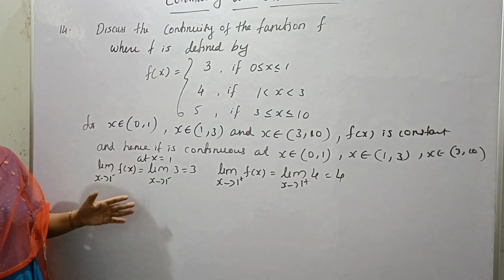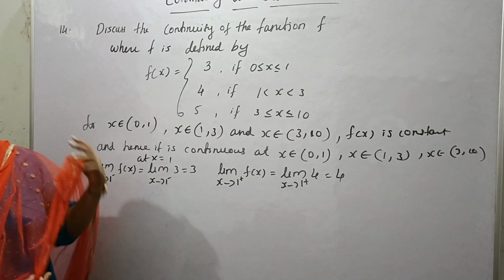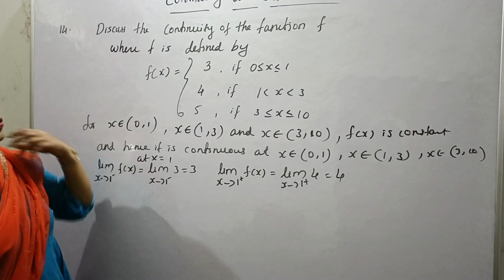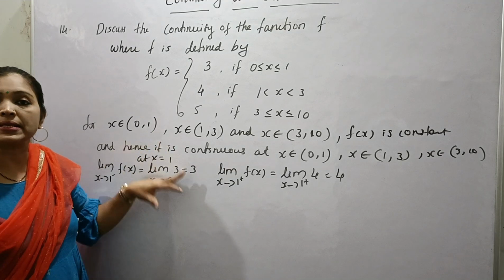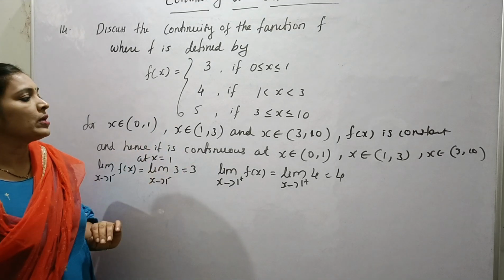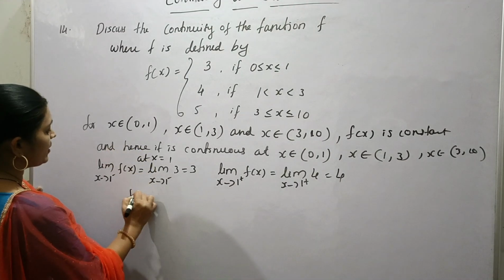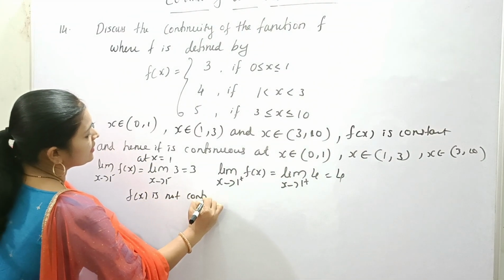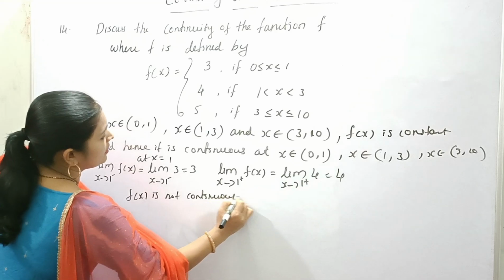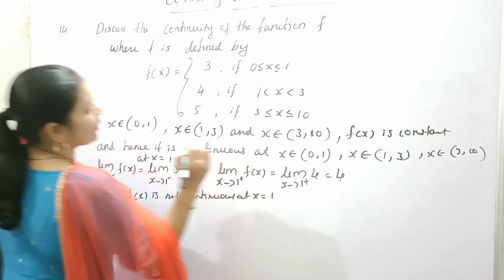See, here we have got left hand limit not equal to right hand limit. Therefore, here itself we can say the function is not continuous at x is equal to 1. Okay, so here f of x is not continuous at x is equal to 1.